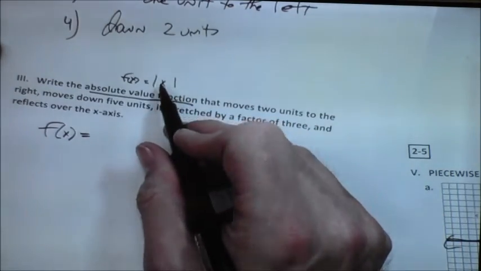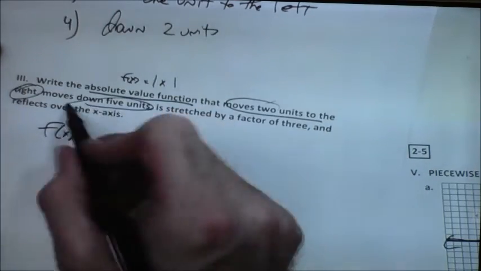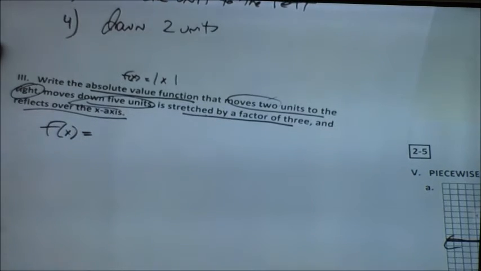think about where you would put this and actually write it up and do it where it moves 2 units to the right, moves down 5 units, stretched by a factor of 3, and reflects over the x-axis. Write it out yourself right now. Take about 1 minute, because if you think about it, you won't need more than that to just put a negative and put the number and put the number and another number.